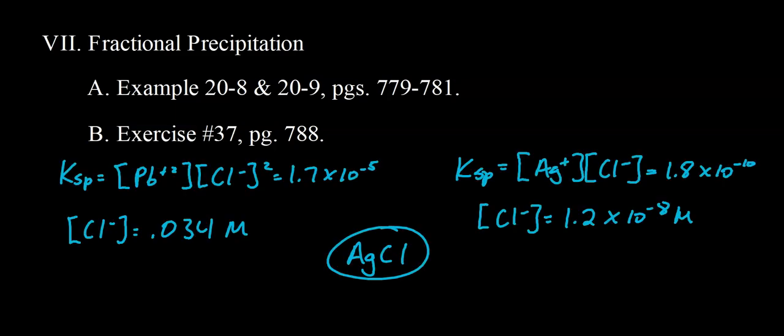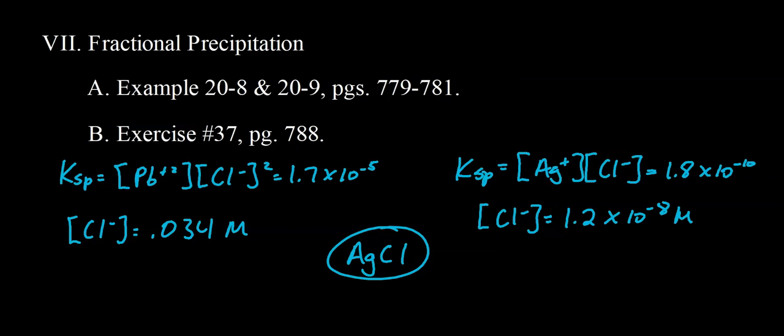All right, so taking a look at the Ksp expression for both of our would-be precipitates, silver chloride and lead 2 chloride, along with their Ksp values, calculate the minimum concentration of chloride needed to precipitate the lead or the silver. For the lead ions, we need a minimum concentration of chloride of 0.034 molar. And for the silver, to precipitate the silver ions, we need a minimum concentration of chloride of 1.2 times 10 to the negative 8th molar.